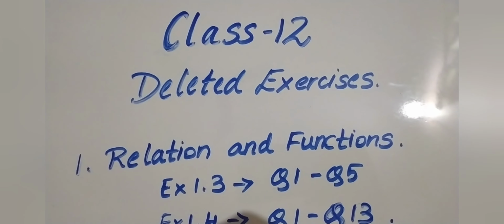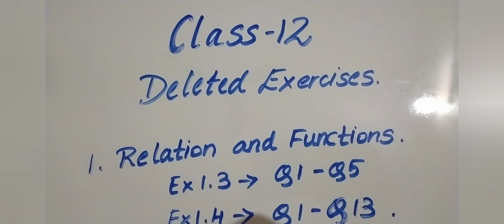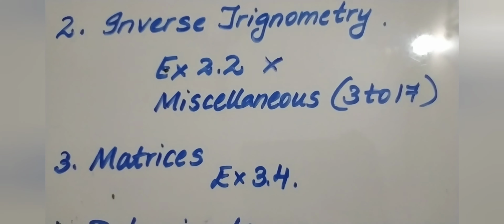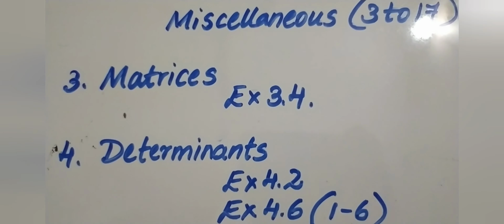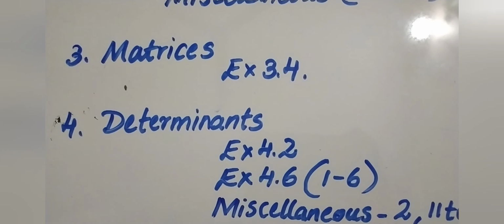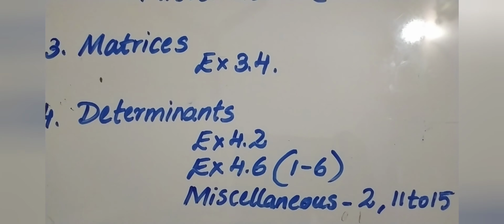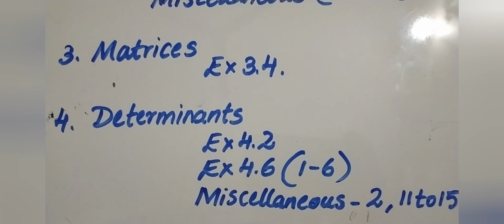Now let us come to the class 12 syllabus, the exercises which are being deleted. In relations and functions we have exercise 1.3, 1.4 and miscellaneous. Question numbers 1, 2, 3, 6, 7, 14 are deleted. The second chapter, inverse trigonometry: exercise 2.2, and in miscellaneous 13 to 17 are deleted. Matrices exercise 3.4, determinants exercise 4.2, exercise 4.6 from 1 to 6, and miscellaneous question number 2 and questions 11 to 15 have been deleted.